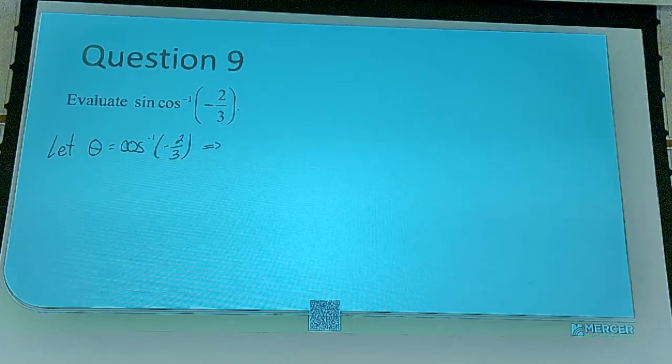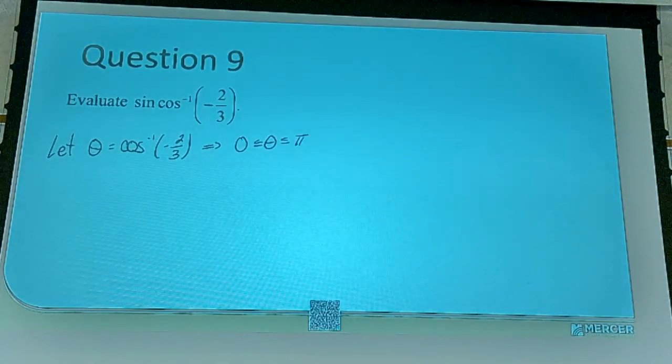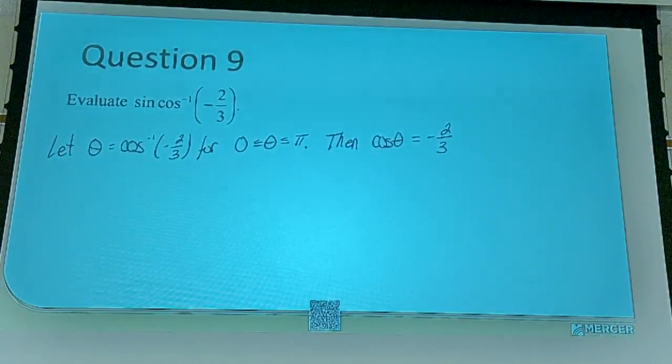What's the range of inverse cosine? 0 to pi. So we have restricted theta. Well, cosine theta would then be negative 2/3, right? What can we say about theta then?